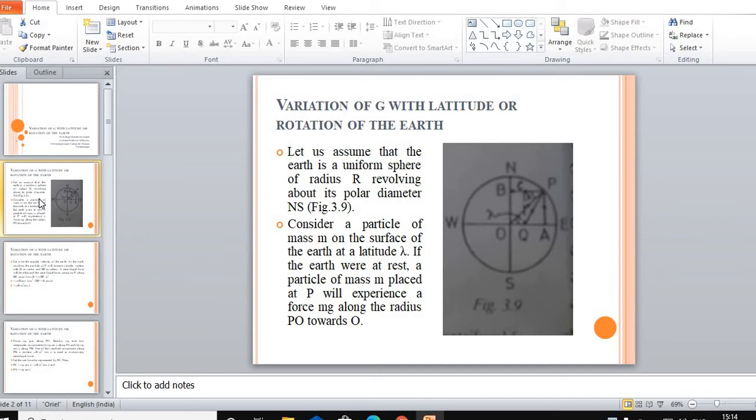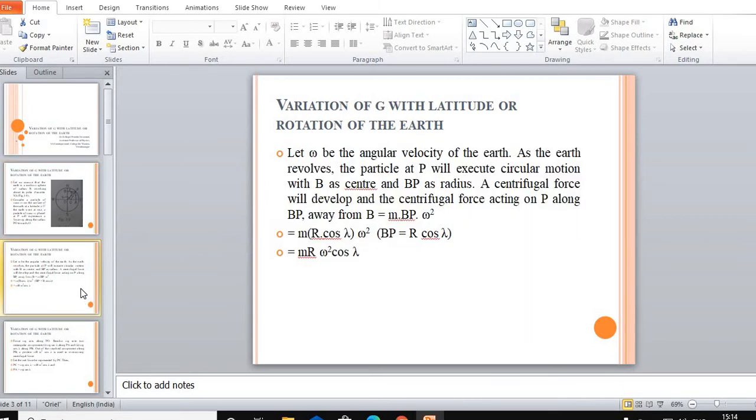Let us assume that the Earth is a uniform sphere of radius r revolving about its polar diameter NS. This is shown in the figure. Consider a particle of mass m on the surface of the Earth at a latitude lambda. If the Earth were at rest, a particle of mass m placed at P will experience a force mg along the radius PO towards O.